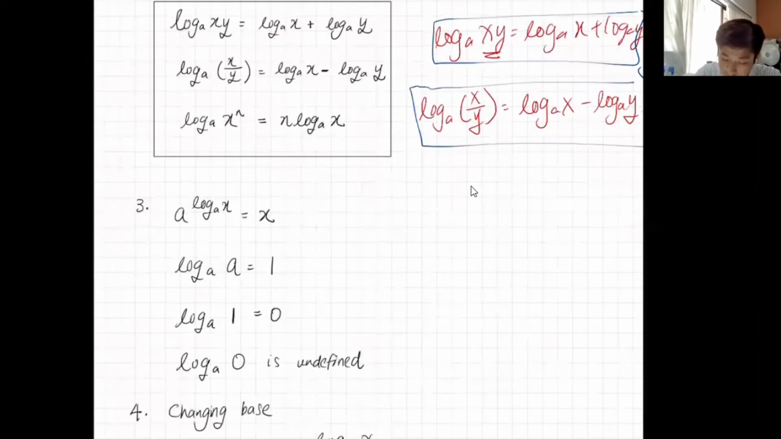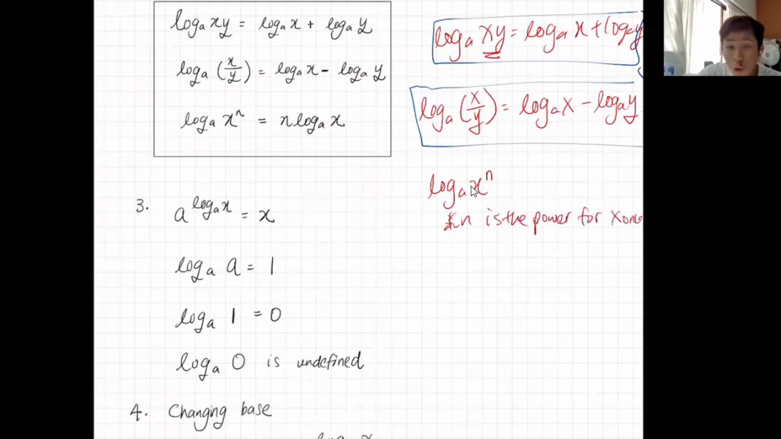And the third law is log a of x to the power of n. Okay, now this n is the power of x only. Take a note down. N is the power for x only. Take note, I'll rub this off later. N is only the power for x, not the whole thing.